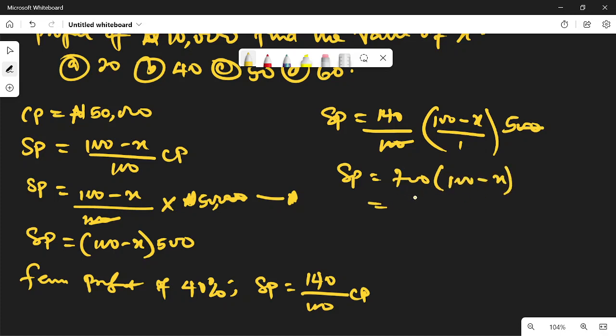If you expand the brackets, do we need to expand the brackets? Let's expand the brackets. We are going to have 70,000 minus 700x. So that's the amount he sells this. The profit made by Femi is going to be the selling price, which is this, minus the cost price.